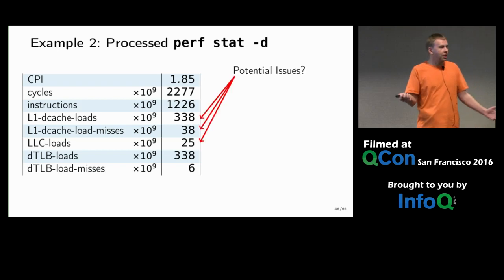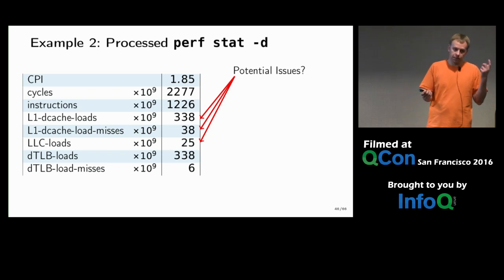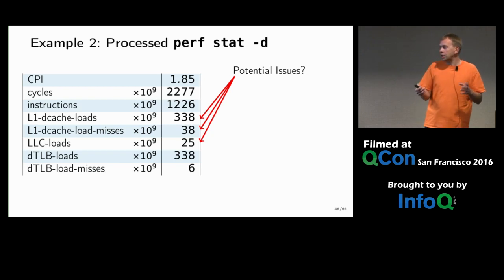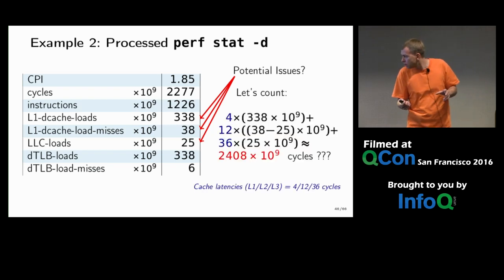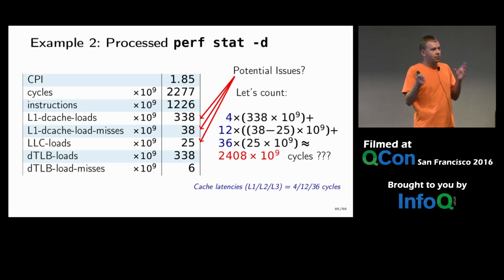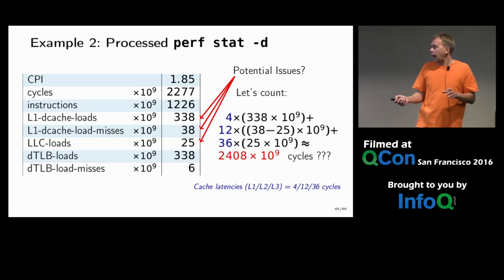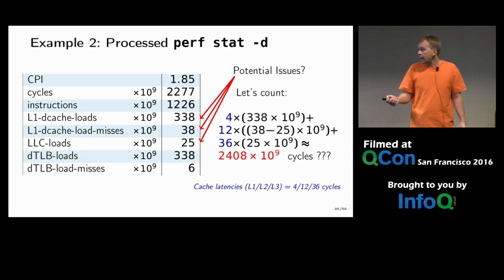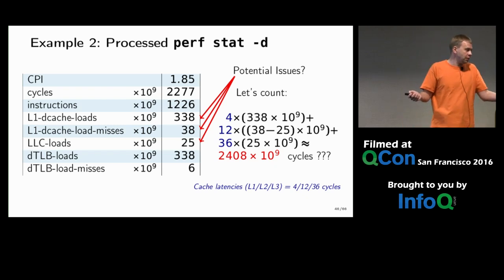Let's check potential issues. I know that the cost of loading data from L1 is 4 cycles on that particular machine. Not in general, but I did experiments on a particular machine. I know that loading data from L2 costs 12 cycles, and loading data from L3 costs 36 cycles. This is a pure load. So I need this amount of cycles for loading data from L1, and this amount for loading data from L3. I didn't get L2 statistics at the first execution. It isn't included in the list of default counters.